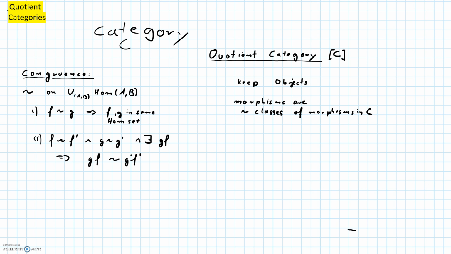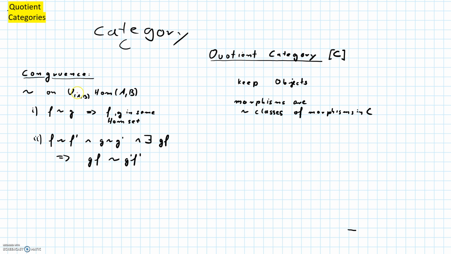Hello guys, let me try to give a very brief explanation of what a quotient category is. Suppose you have a category, let's call it C, and on this category you have an equivalence relation, and this is a special equivalence relation called a congruence, and it is special in the following way.